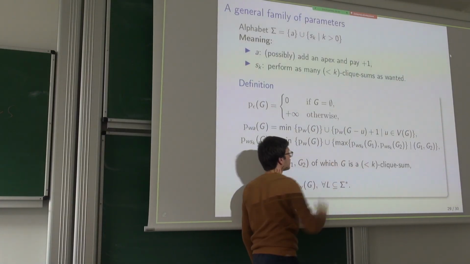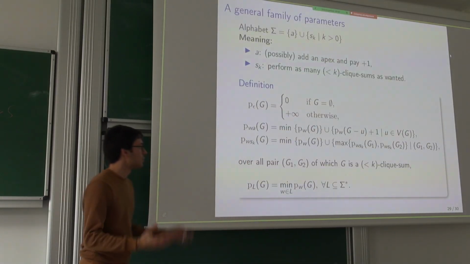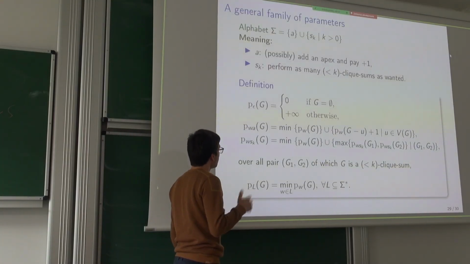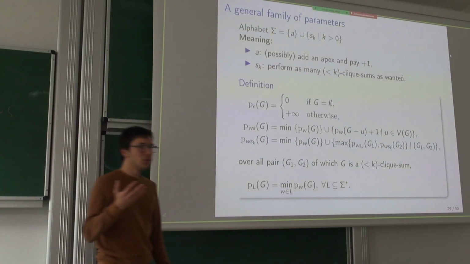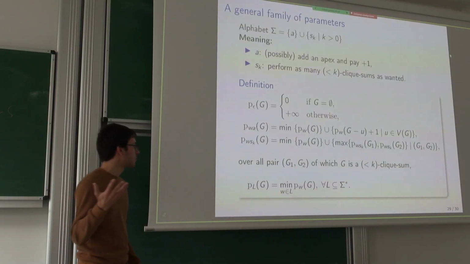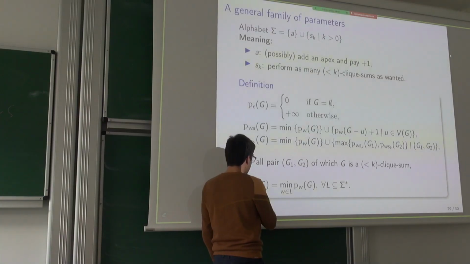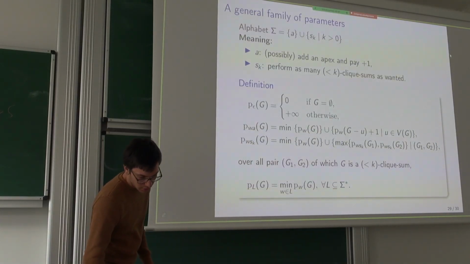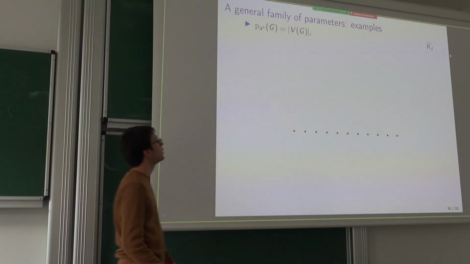So okay, I'll write it like that, but that's really just you're allowed to do as many clique-sums as you want. So this gives a parameter pw for every word w, and now for a language L over sigma, you just take pL of G to be the minimum over every word w of pw of G.